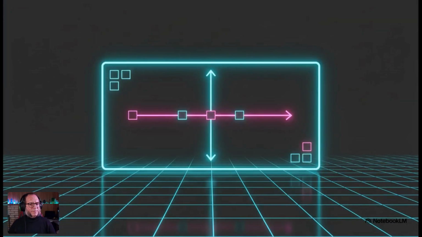So remember, justify moves you along the flow. Align moves you across it. Master the axes, and you've mastered Flexbox. P.S. Keep blurring.